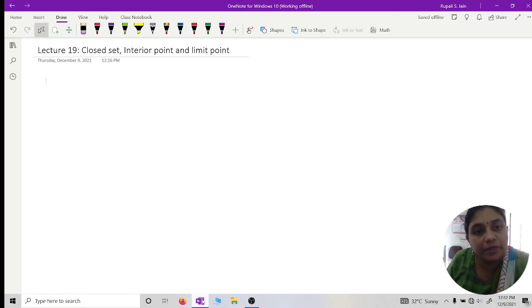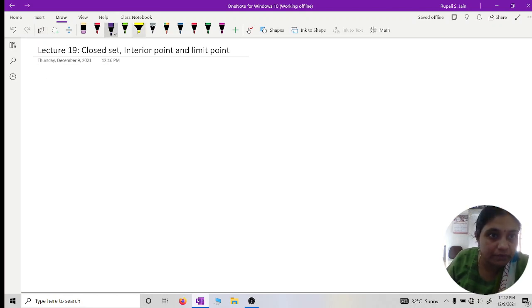So, in a previous session, we defined what a closed set is, with some examples and some theorems, like: arbitrary intersection of closed sets is closed, but arbitrary union of closed sets need not be closed. Okay. Now, I will state the next theorem.